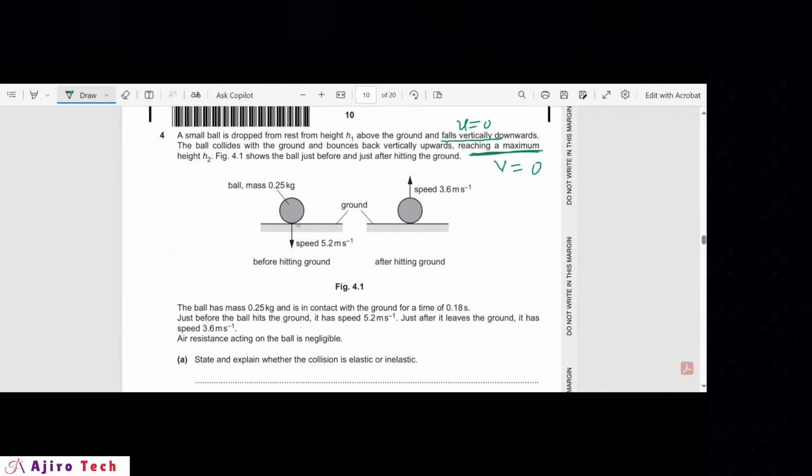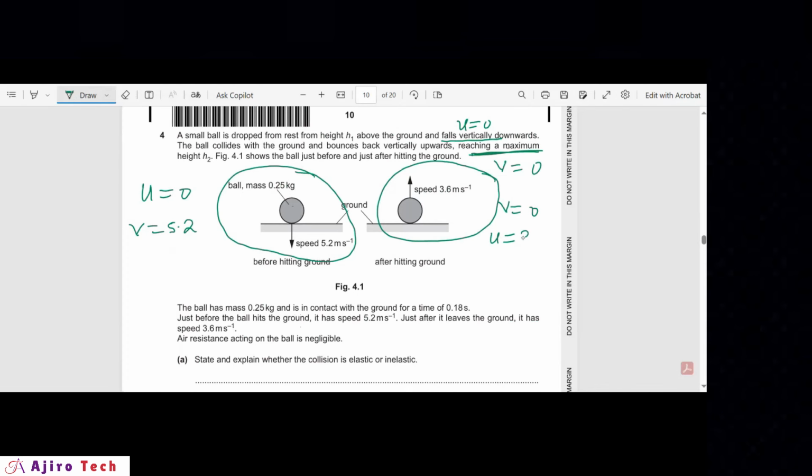So here is now our U. This is when it's going up. For coming down, U is 0. Our V is 5.2. That's fine. For this part, it's going up to maximum height. That's maximum height. Our V here is 0, with our U 3.6.